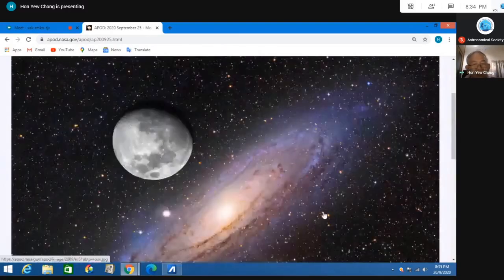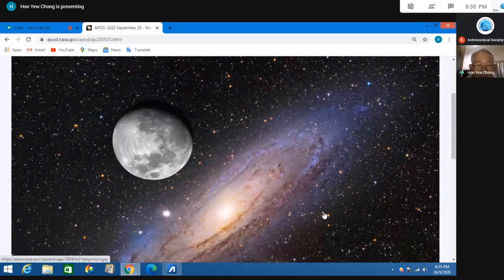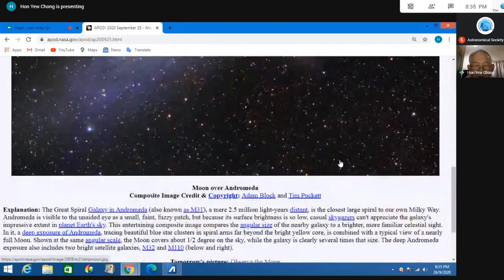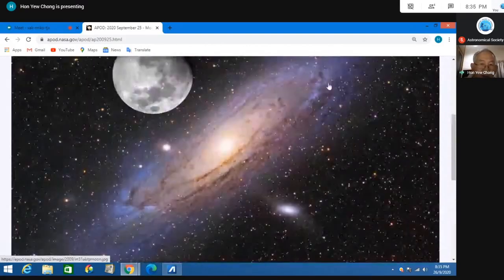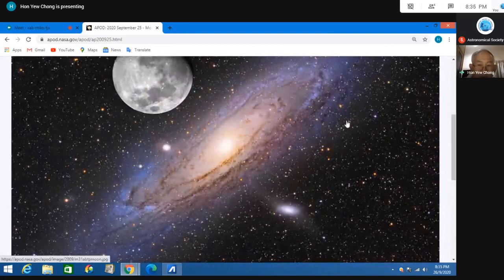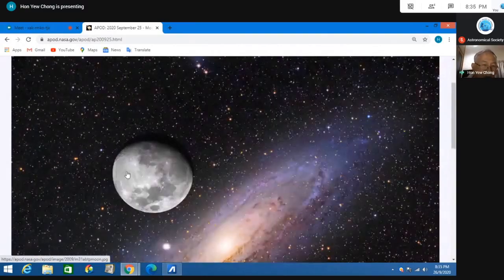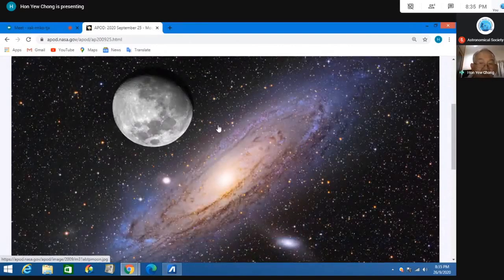So basically, you can never take a picture like that. Actually, sorry, it's a composite image, not a single image. One of them took a beautiful picture of Andromeda with its satellite galaxies M32 and M110, and also took another picture of the moon, and they superimposed them. So this picture shows, do you know how big the Andromeda galaxy is?